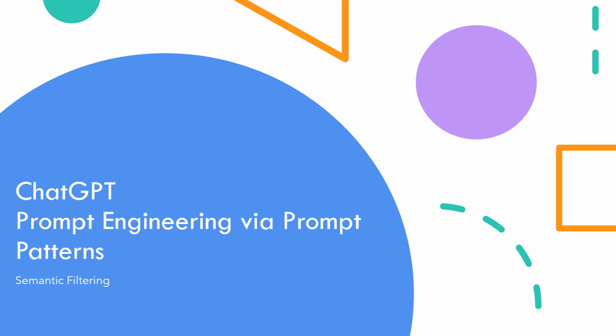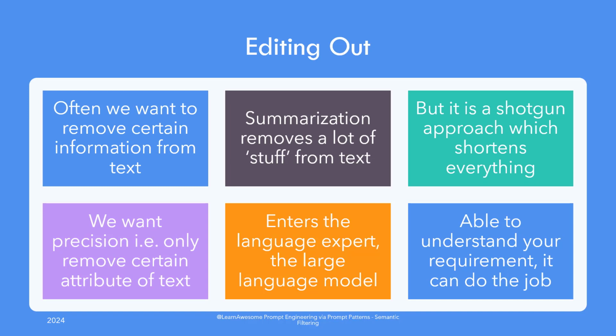Large language models are expert at one thing more than any other: language. They have read so much text and have identified patterns in language so well, they can do wonders when it comes to manipulating text. Semantic filtering is a prompt engineering technique designed to leverage this incredible ability to manipulate information in a given text.